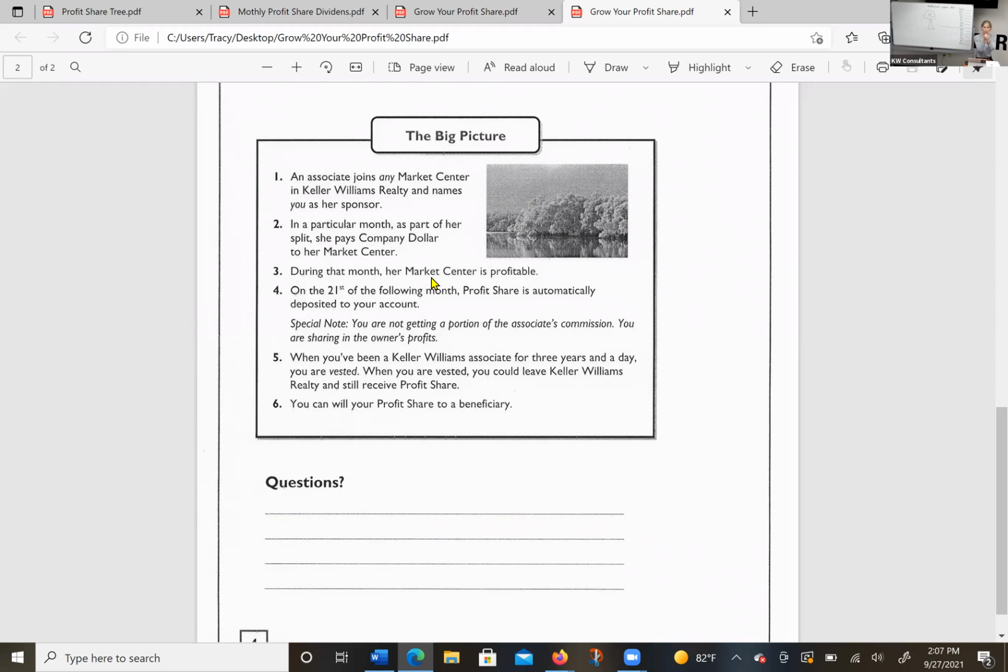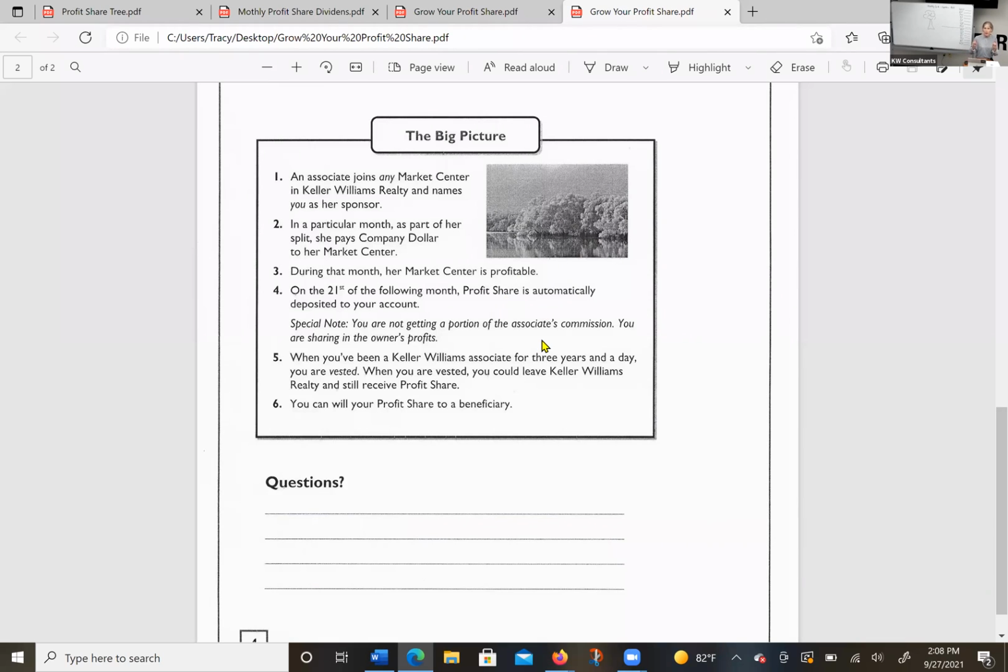So that's the portion that goes into the profit share pool, and then we're going to continue on with what happens to that money in the future. During that month, the market center is profitable. Yes, market centers have to be profitable. So sometimes if somebody joined a brand new market center that wasn't profitable yet, you might not get your profit share until that market center is profitable. On the 21st of every month, if you're profit sharing, you want to check your bank account, because that money is automatically distributed into your account.